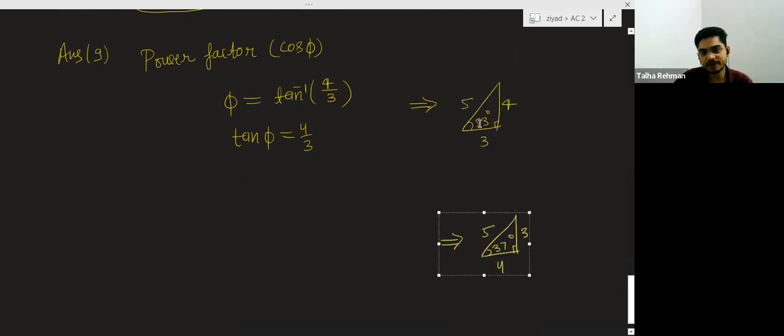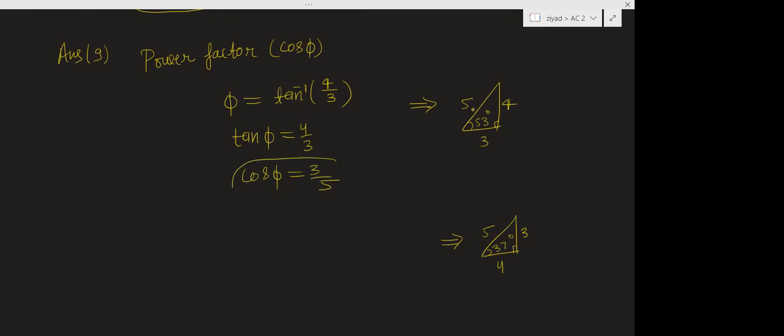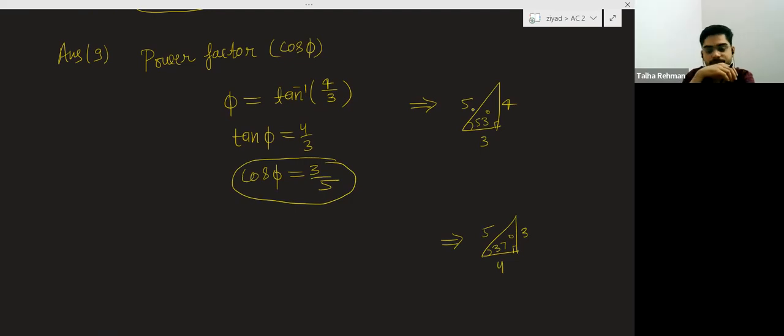Because see here, tan phi is equal to 4 by 3. If I want to find the cos phi, cos phi is equal to base divided by hypotenuse. So base is 3, hypotenuse is 5. This becomes 3 by 5. So basically power factor is 3 by 5.